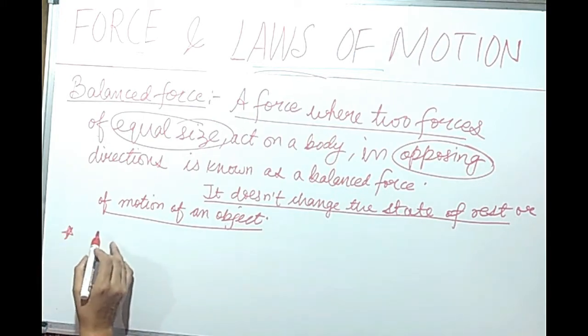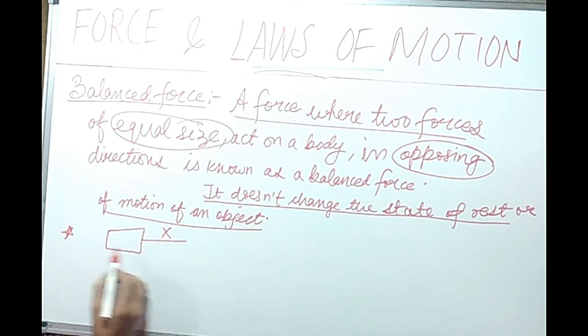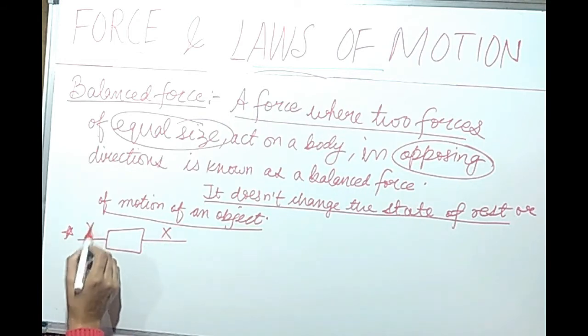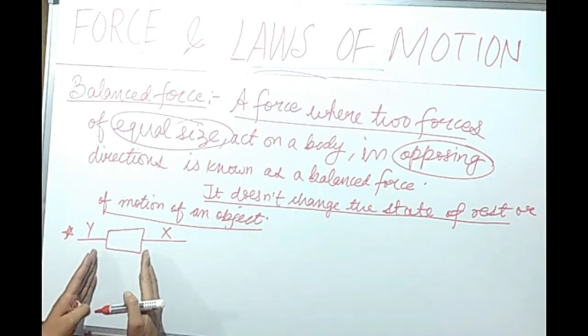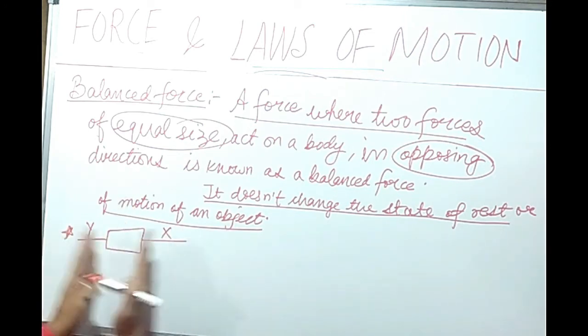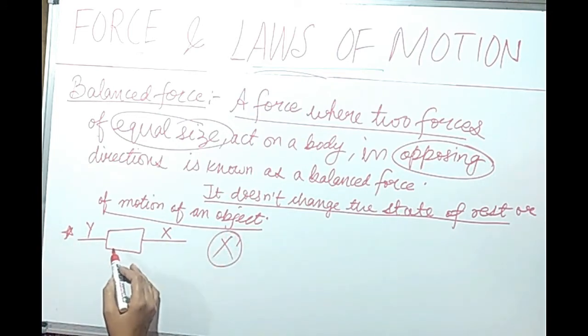We have taken a wooden block, string X is tied and string Y is tied on the opposite faces of this block. And when balanced forces are acting, when equal and opposite forces are acting on this block, it will not move at all. So that is an example of balanced force.